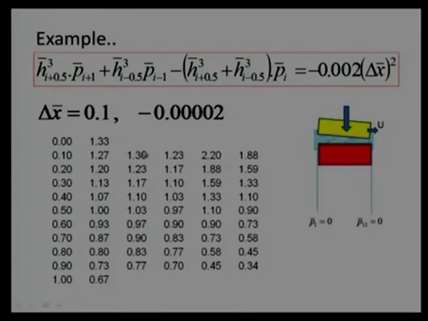And this is how we can arrange the value of h. Oh, sorry, in this case it will be the negative side. So, it will be h i minus 0.5, it will be h i plus 0.5, and this is a cube. This is a cube of h i minus 0.5. The cube of that means 2.2 is a cube of 1.3. Similarly, 1.88 is a cube of 1.23, and slowly we can move ahead.